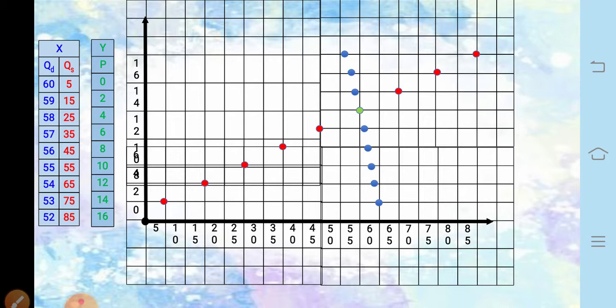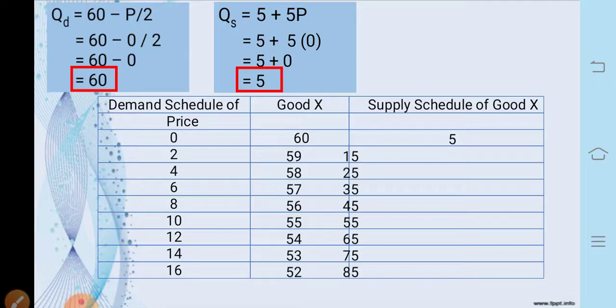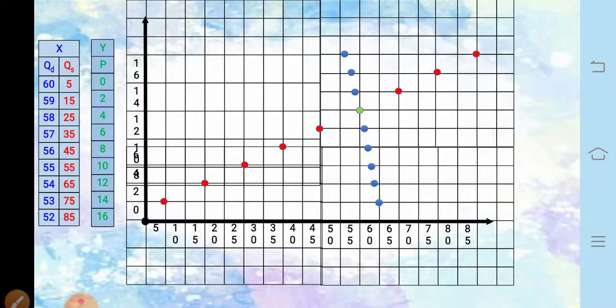Aside from completing the table, we are going to use graphing. We are going to graph what is in our table. We are going to use the price as our Y axis, and Q sub D and Q sub S, the demand and the supply, on the other axis.